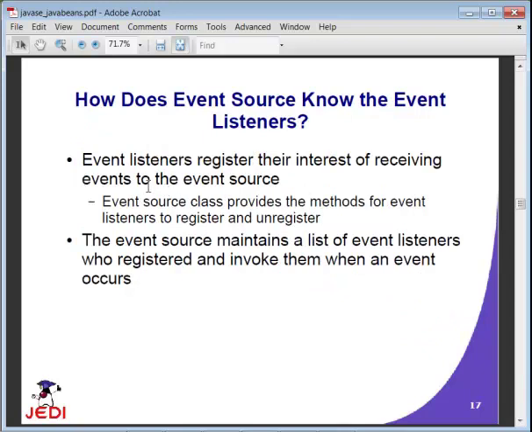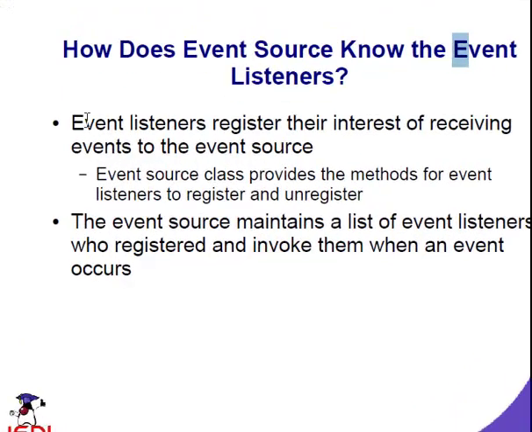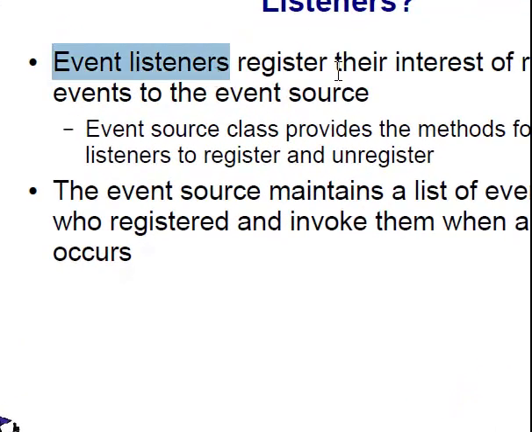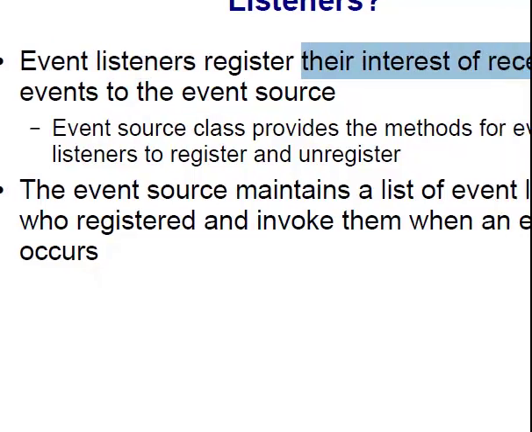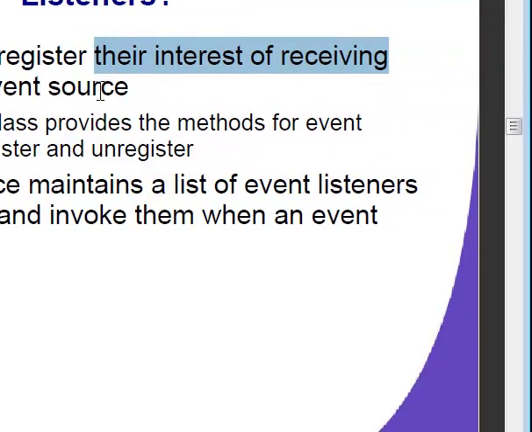Okay, so this is something I talked about in the previous slide. How does the event source know the event listeners? Because when an event occurs, the event source has to call a method of all event listeners. So how does the event source know which event listeners to call? That's the question we are asking here. The reason it knows is because event listeners register their interest in receiving events with the event source.